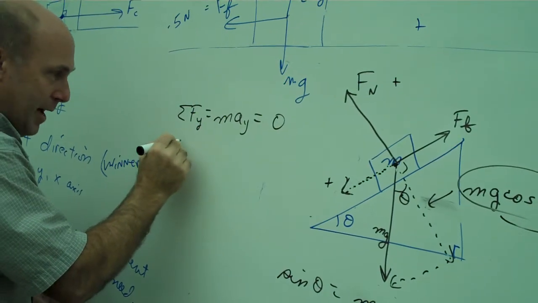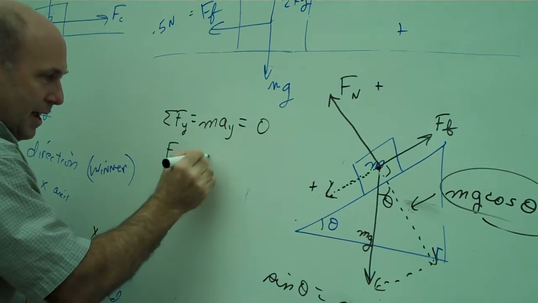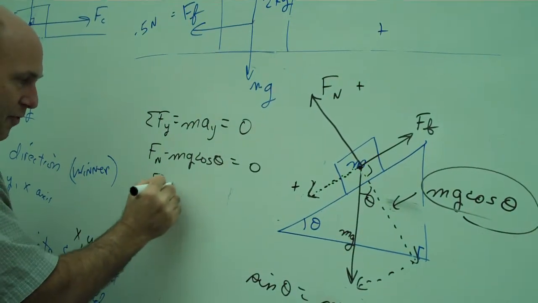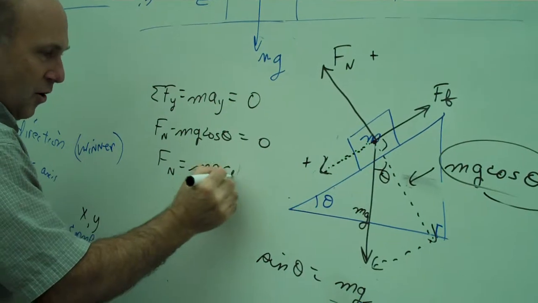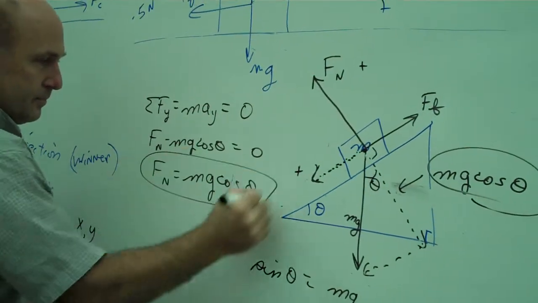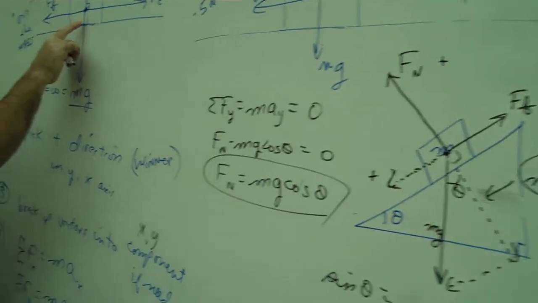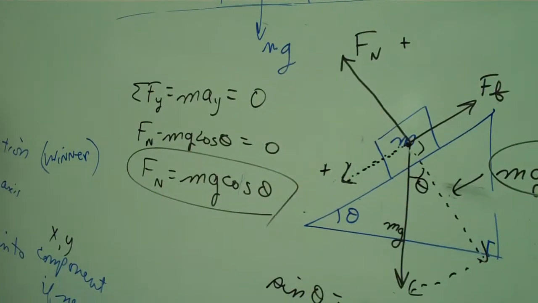So sum them all up. What do you get? Normal minus mg cosine theta equals 0. What does that teach you? That the normal force equals mg cosine theta. If it's on a level surface, what's the cosine of 0? 1. So it's mg cos theta.